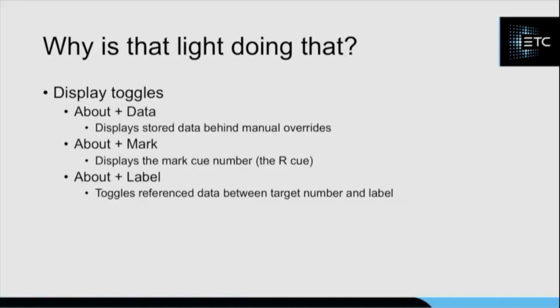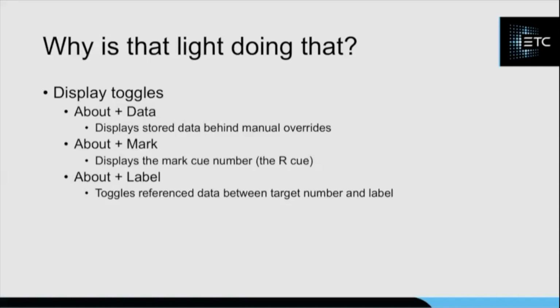About and data will display manual stored data that's sitting behind a manual value. So let's say you've made a bunch of manual overrides and you're not sure if you want to keep them or not. What was the stored value in the queue to begin with? You can hit that and it will show it was stored at this value. Maybe it wasn't enough of a change that you actually care about it. About and mark is supposed to be displaying the mark queue number, or the R queue, the reference queue. It's broken, just so you know. Although I said we didn't want to talk about bugs in this, I found one. I thought I should tell you about it.